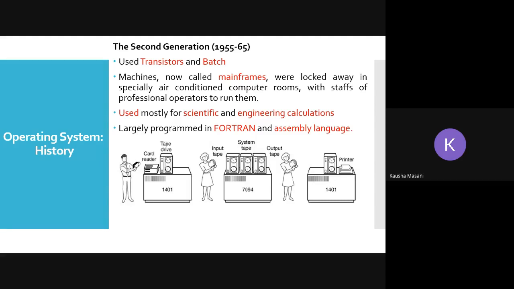Any doubt in these two generations? I hope not. Still any doubts? Anyone? Any questions? No, ma'am. Okay.